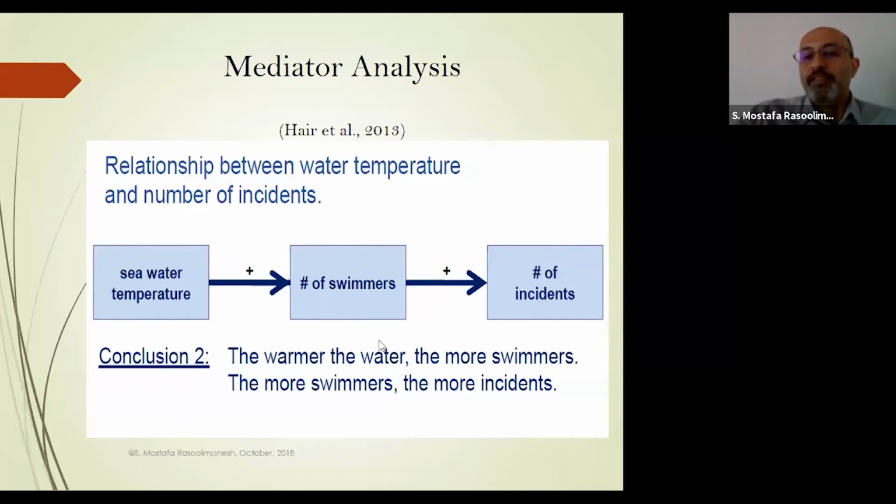So when we put this variable between IV and DV, we can say increasing seawater temperature will increase the number of swimmers, because the warmer the water, the more swimmers. And increasing the number of swimmers will increase the number of incidents. So the more swimmers, the more incidents. So now we can understand the mechanism of the effect of seawater temperature on the number of incidents. So this is the role of mediator.